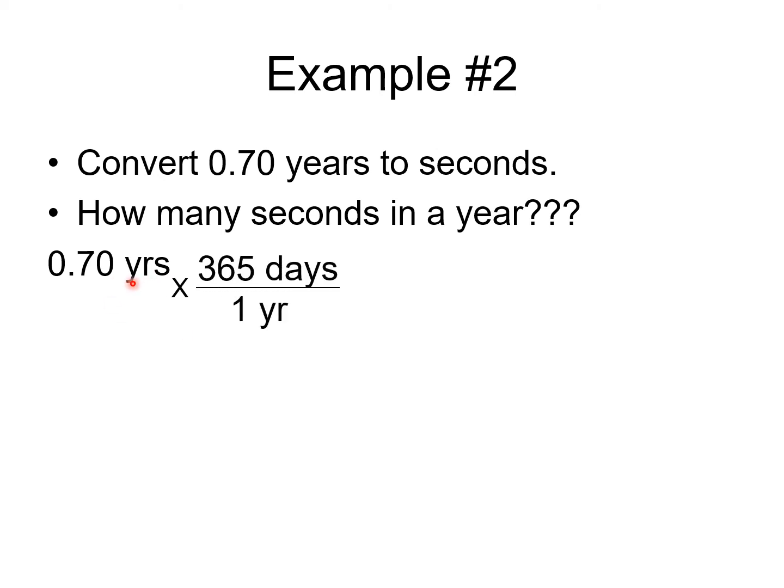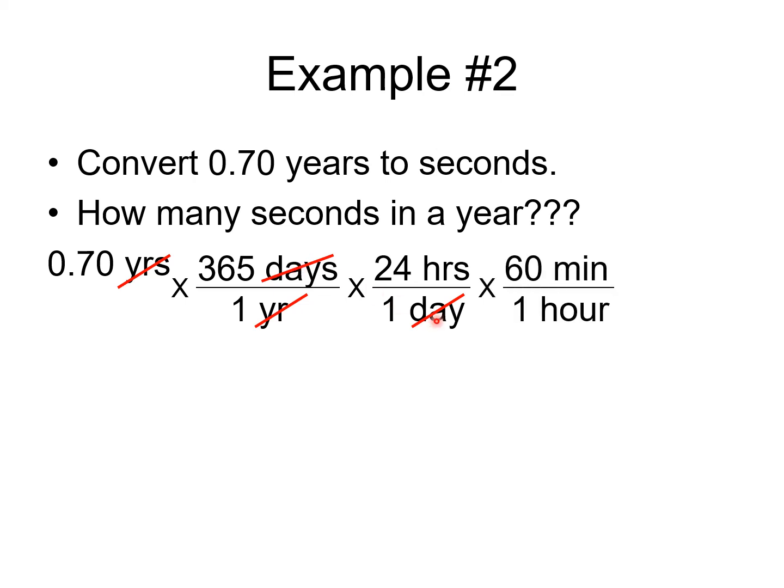So notice we got years on top. We're going to divide by years here and then convert to days. And then 365 days equals 1 year. Alright, now that gets us to days, which is a smaller unit, but that doesn't get us to where we want to be, which is seconds. So we need to convert again. 24 hours in 1 day, so we convert this day right here into hours, and then hours into minutes, and then minutes into seconds. Now notice each time, years are going to cancel, days are going to cancel, hours are going to cancel, and right here we can see that minutes are going to cancel.